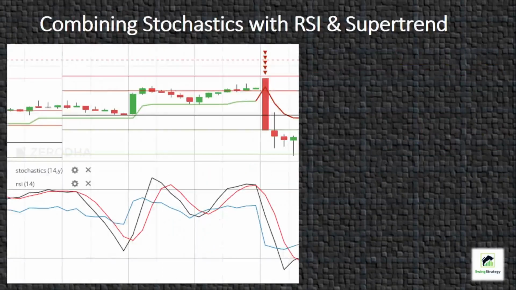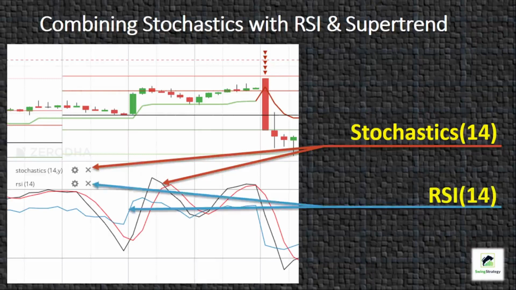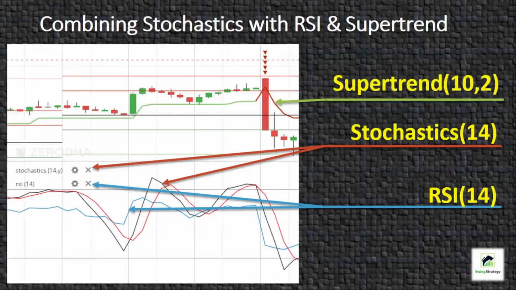In addition to the stochastics, RSI and super trend indicators also can be used to locate accurate entry positions. Here, I am using a chart with the three indicators that we discussed earlier. Firstly, a stochastics indicator with the default settings of 14 period. Secondly, I added a 14 period RSI indicator in the same panel of stochastics so that it will be easy to track crossovers. Finally, a super trend indicator with the values 10, 2.